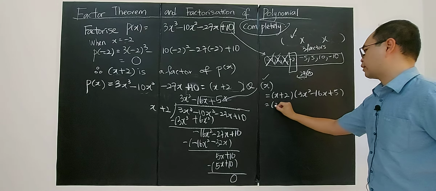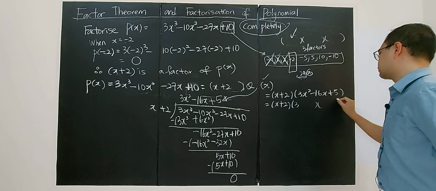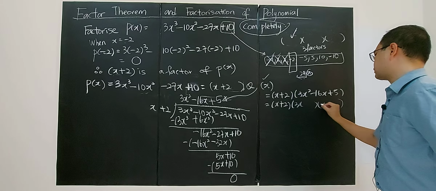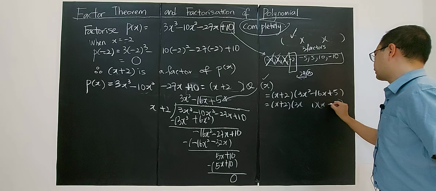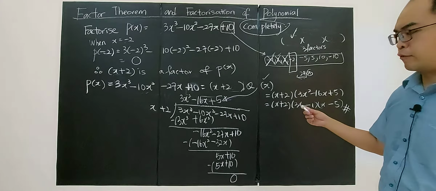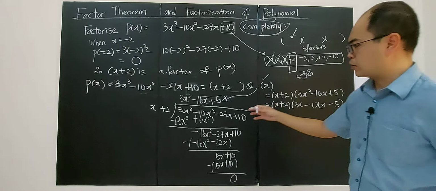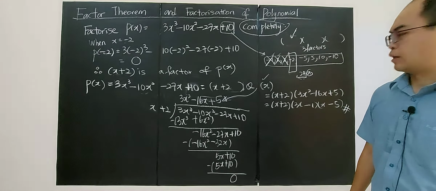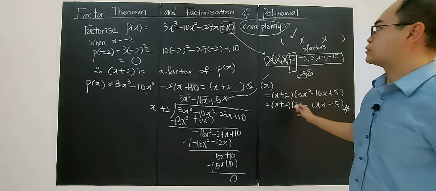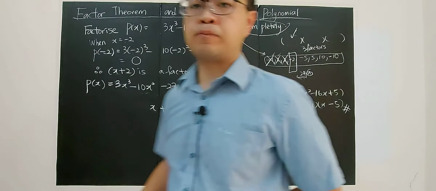Alright, so then you have x plus 2. Factorize this: 3x, x, 1, 5, negative, negative, right? In the previous part I used comparing the coefficients. Now I'm using long division. So you are getting the 3 factors, which is already completely factorized for this polynomial here.